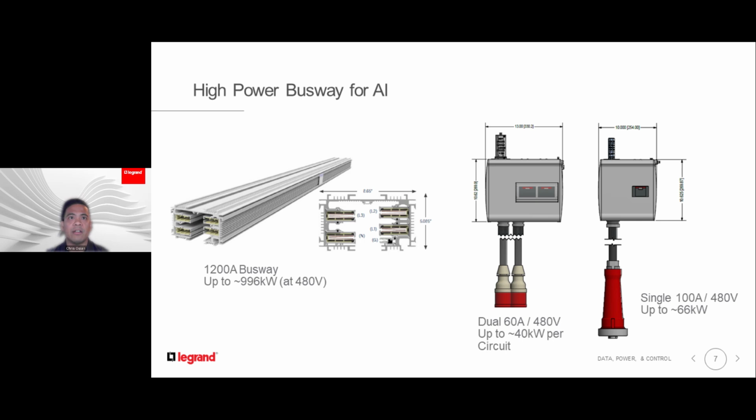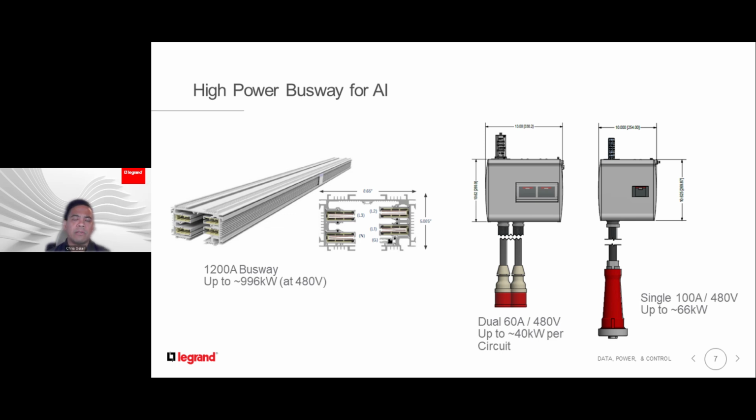And so what you're seeing on the screen is kind of our product offering, or just a snapshot of our product offering for AI. On the left, you're seeing our 1200 amp busway open channel that can supply up to 996 kilowatts per run. And on the right, you'll see kind of our higher density plugs, which is a dual 60 amp that will give you roughly 40 kilowatts per circuit. And then the single 100 amp will give you roughly 66 kilowatts.